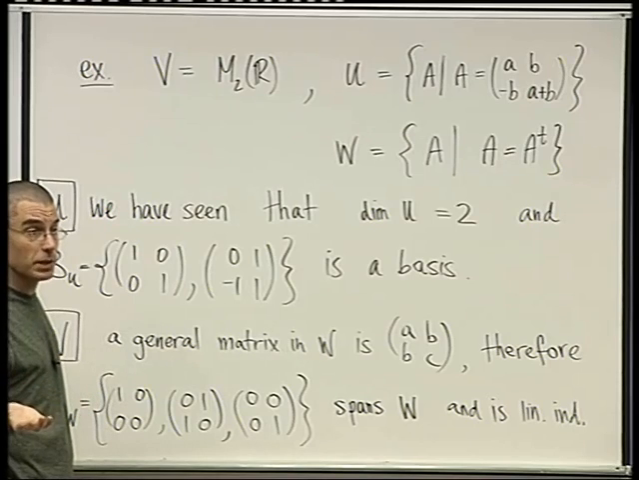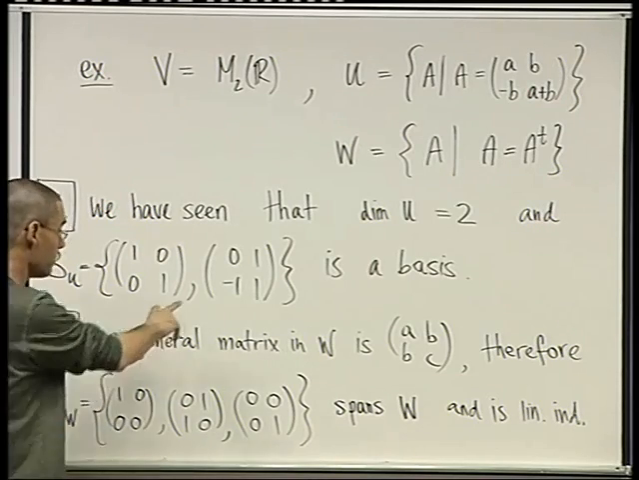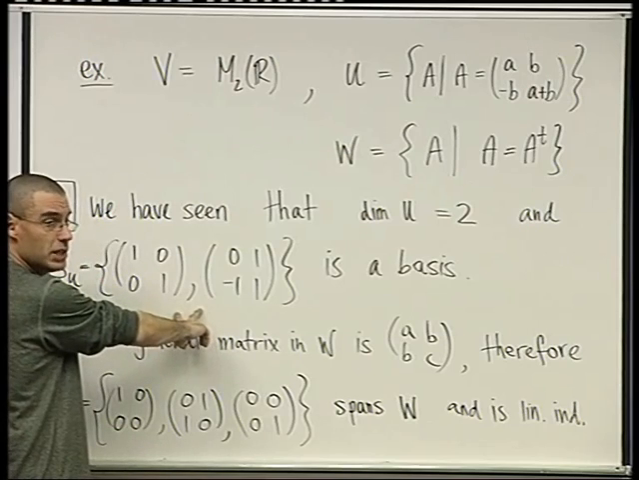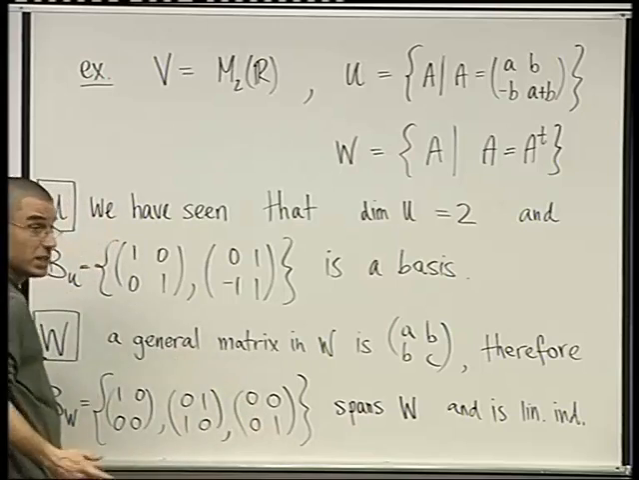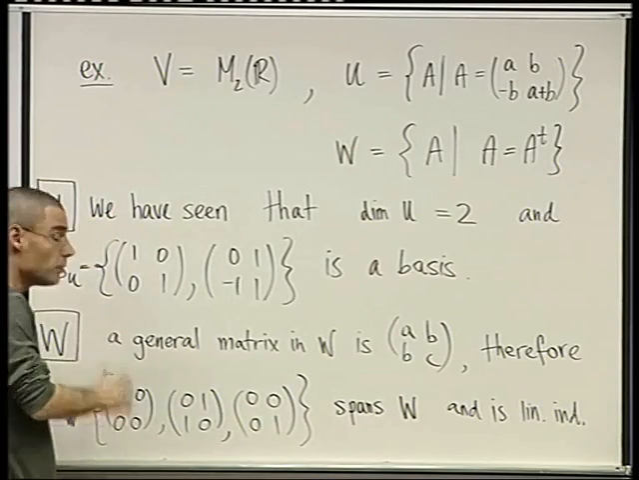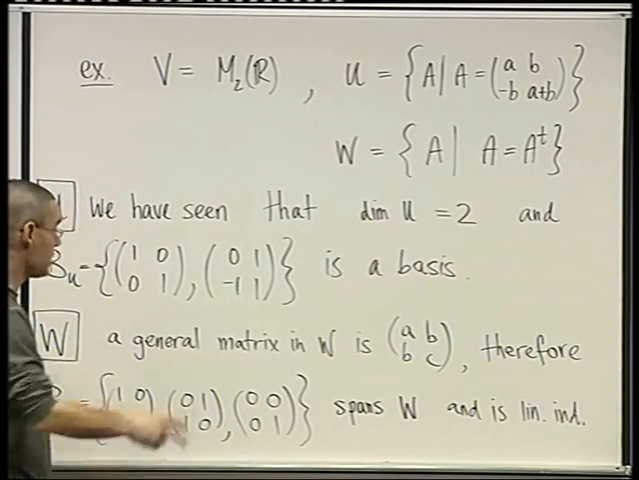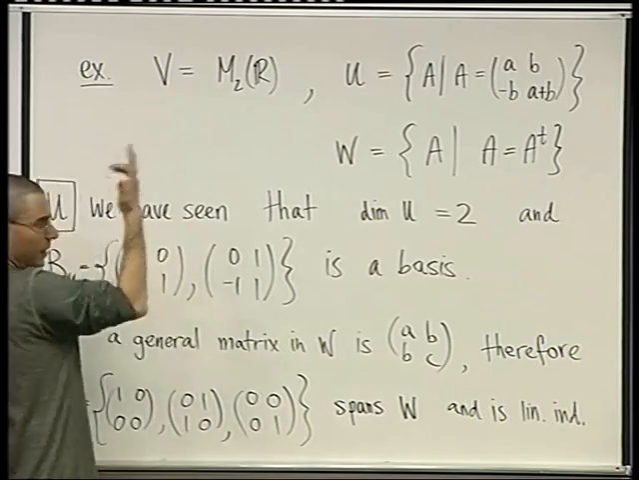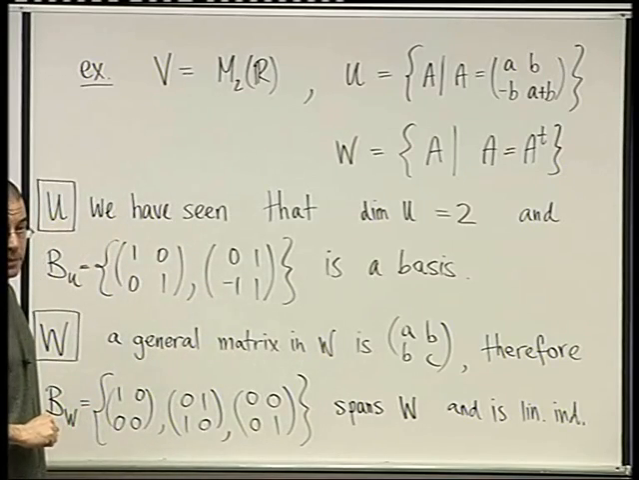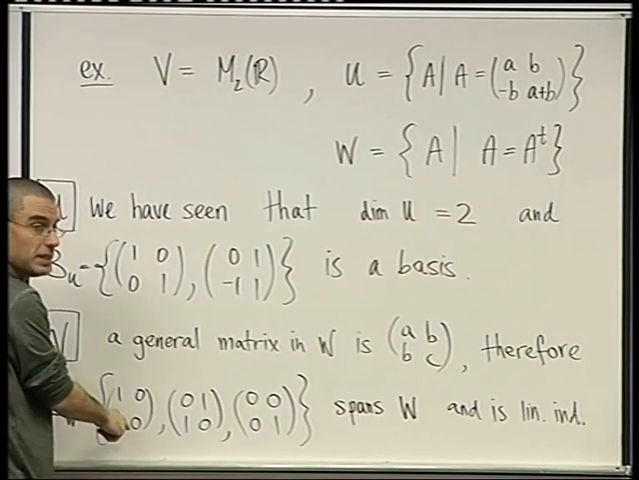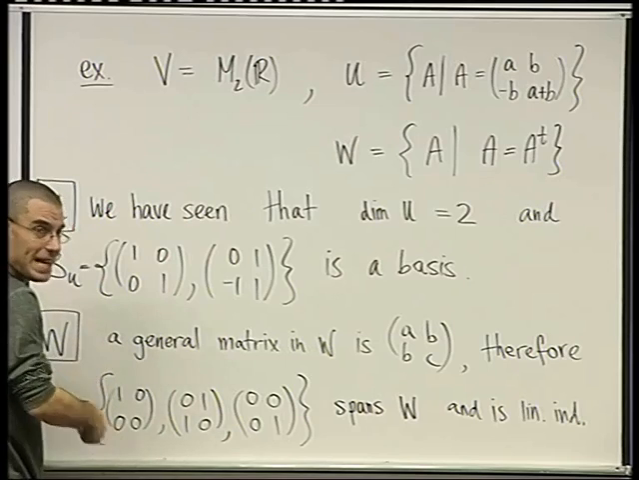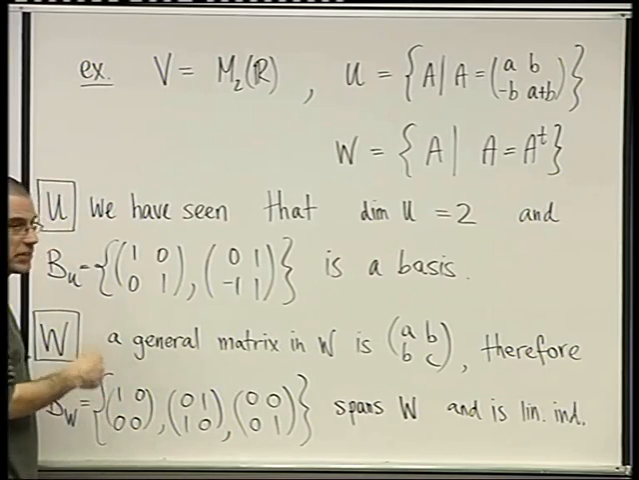That's an element in U plus W. Something from U is a linear combination of these 2 guys. Something from W is a linear combination of these 3 guys. So something from U plus something from W is precisely a linear combination of these 5 guys. Do you agree? So BU together with BW is a spanning set for U plus W.